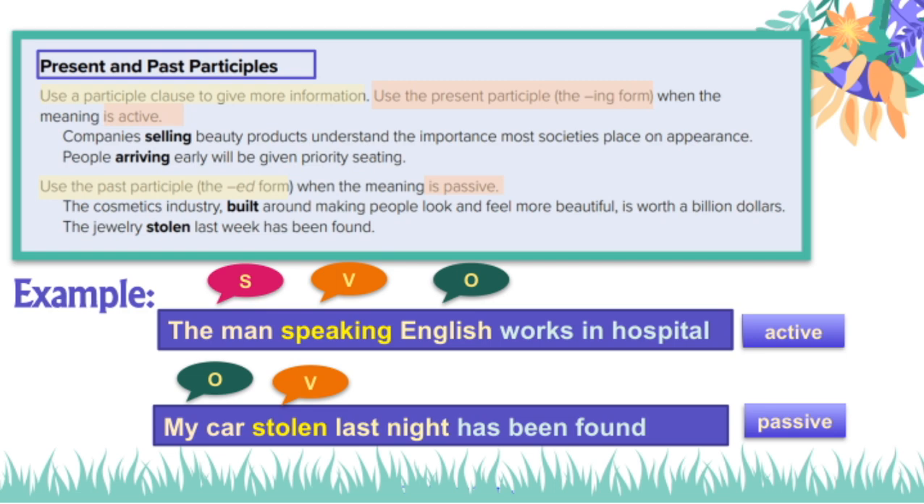Now switching to the active voice example, "The man speaking English works in hospital." In this case, the subject, the man, is performing the action, which is working in the hospital. Active voice tends to be more direct and clear because it clearly states who is doing what.